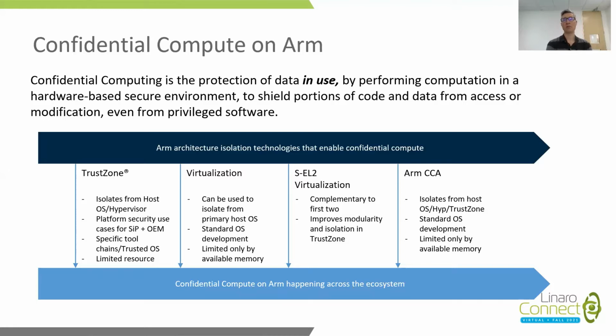The Arm A profile architecture already contains a number of technologies to help with confidential compute. For example, TrustZone enables isolation of secure services from an OS or hypervisor. Virtualization technologies allow services in guest virtual machines to be isolated from other guests or the host operating system. And that virtualization technology is also available in the secure world since version 8.4 of the architecture. Arm CCA goes a step further, now allowing isolation not just from the host OS, but also from the hypervisor and even TrustZone.